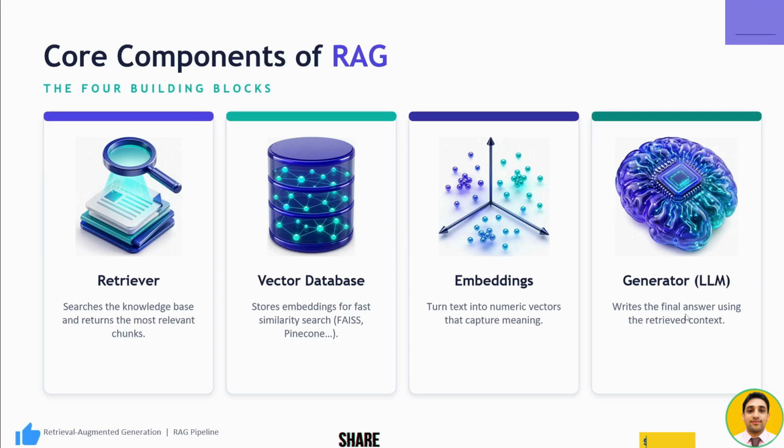The fourth and final component is the generator, which in almost all modern implementations is a large language model. Its job is to take the retrieved context along with the original question and write the final natural language answer that the user actually sees. Together, these four components, a retriever, vector database, embeddings, and generator, form the backbone of every RAG system.